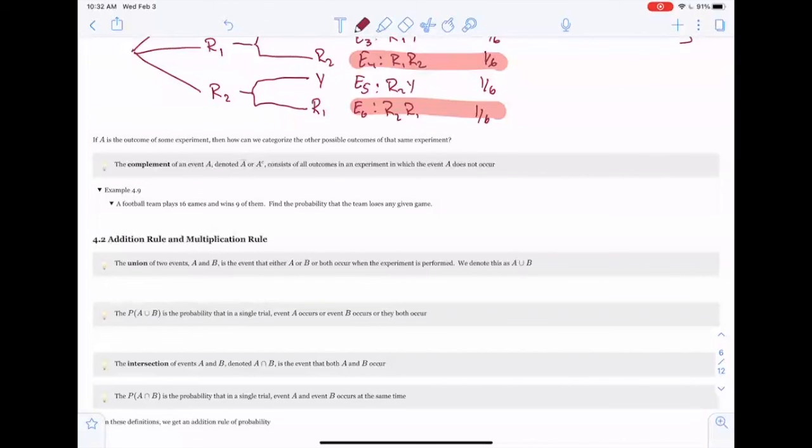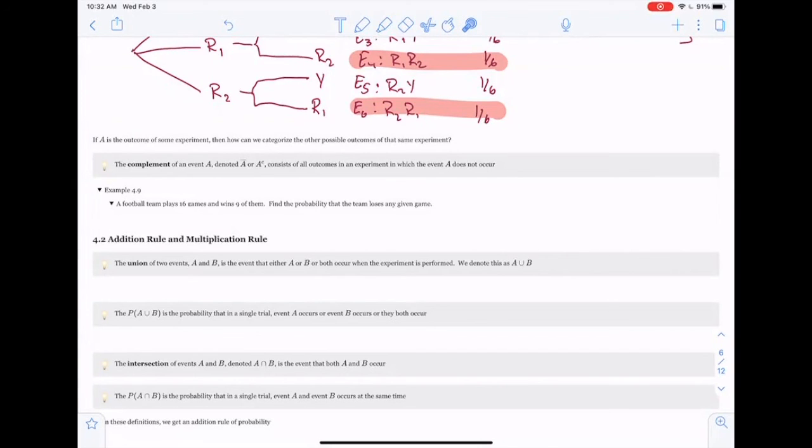The last topic we'll talk about in this video is this topic of a complement. So if A is the outcome of some experiment, then how can we categorize the other outcomes? And that idea is what we call the complement of an event A, which we will primarily denote as A bar. There's a little bar over top of that. That's going to consist of all of the outcomes in an experiment in which A does not occur. It'll be the complete opposite of A.